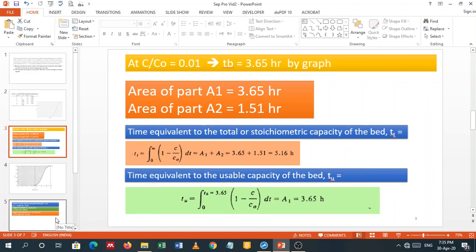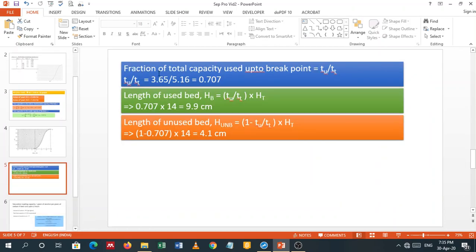These two values are very useful to find the fraction of total capacity used, which is nothing but the ratio of TU upon TT. It is about 0.707. It means that about 70% of the total bed is used and 30% is unused. To find the length of the used bed, you simply multiply this fraction TU upon TT by the height of the bed, given here as 14 centimeter. So 0.707 multiplied by 14 gives 9.9 centimeter, the length of the used bed.